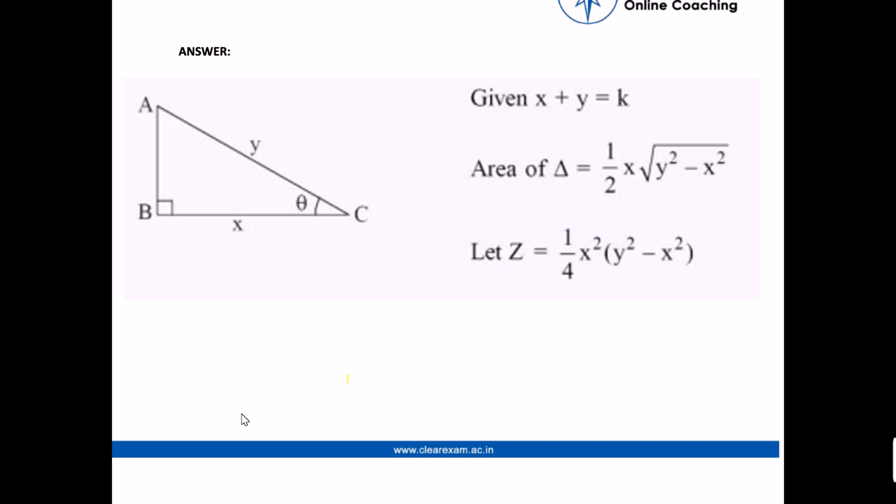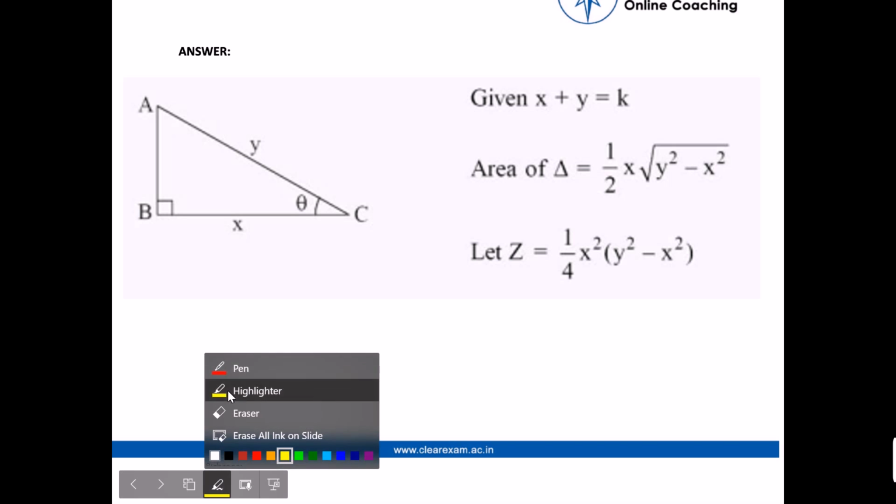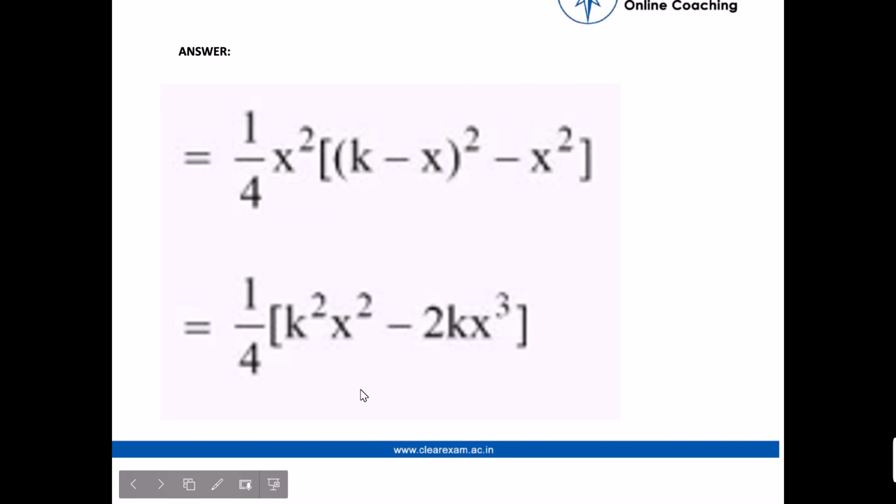So this is the right-angled triangle and this is the angle theta. We are supposed to prove that at pi by 3 the area will be maximum. So after that, we can write it as 1 by 4 x square. We can put the value of y as k minus x, square minus x square. We can further solve it as 1 by 4 k square x square minus 2k x cube.